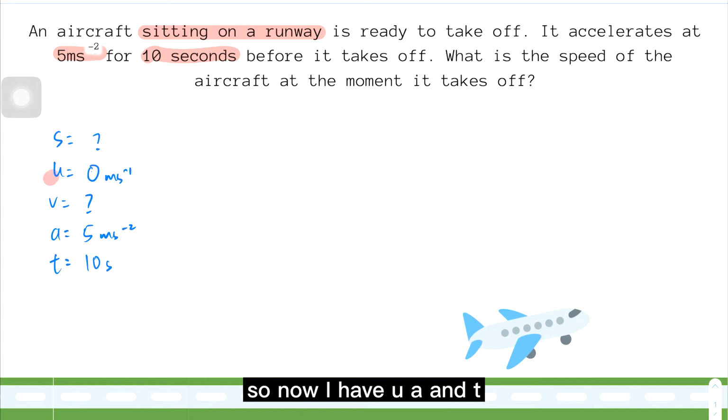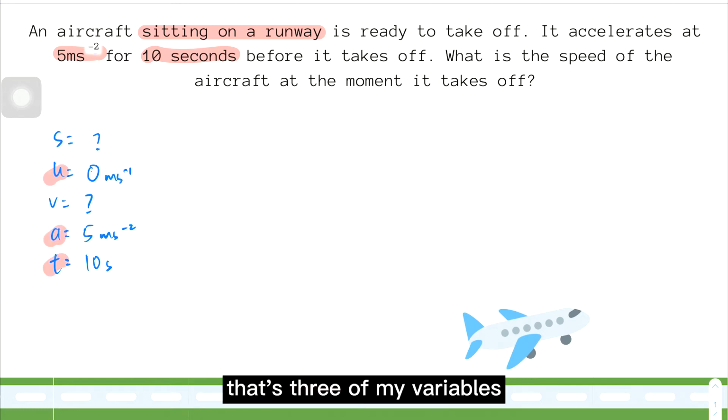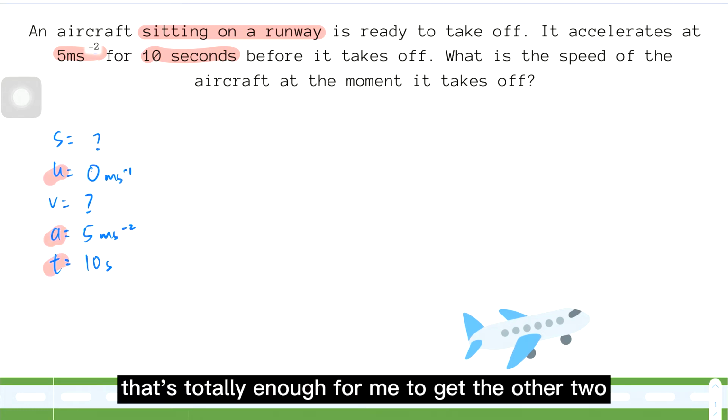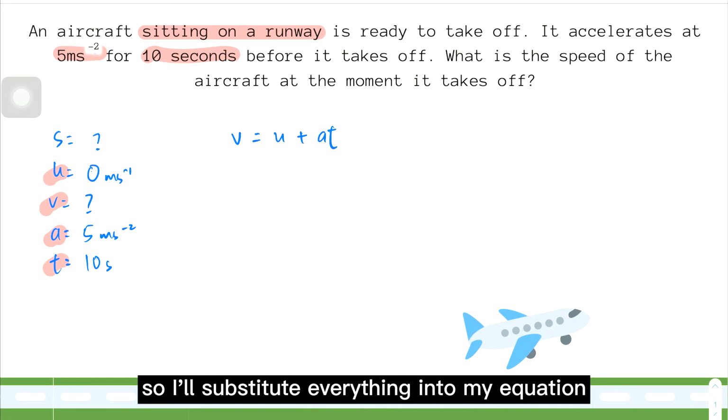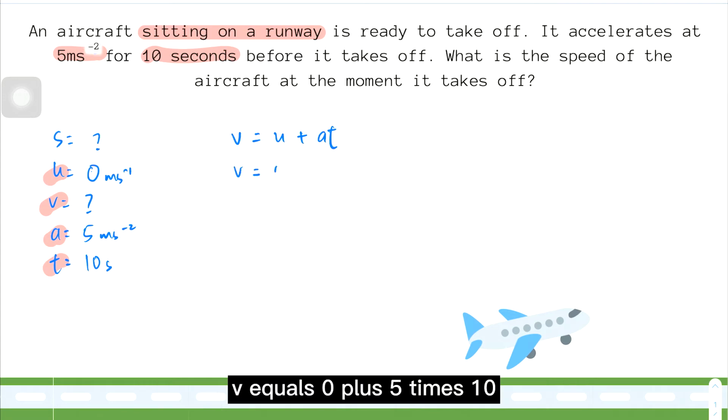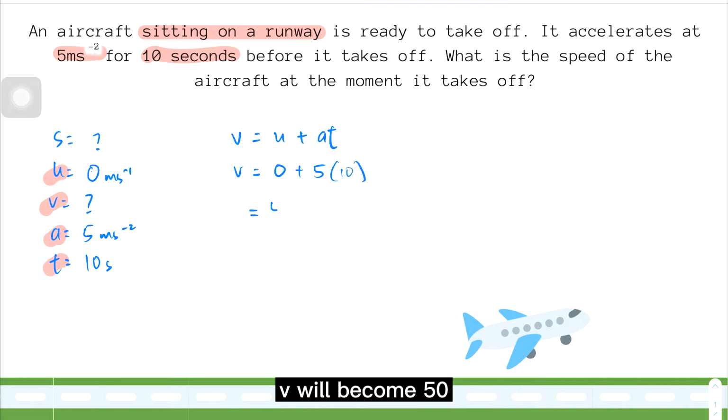So now I have U, A, and T. That's 3 of my variables. That's totally enough for me to get the other 2. So I'm trying to look for V. I need to use the equation V equals U plus AT. So I'll substitute everything into my equation. V equals 0 plus 5 times 10. V will become 50. Of course, remember the units have to be in SI units, and the unit for velocity is meters per second.